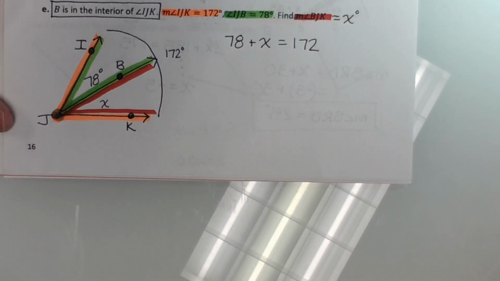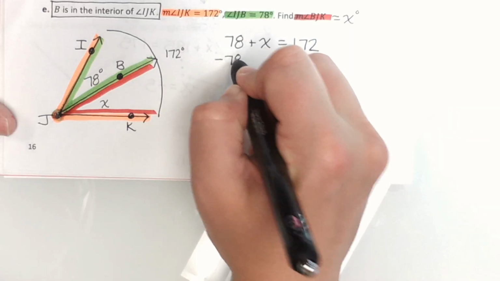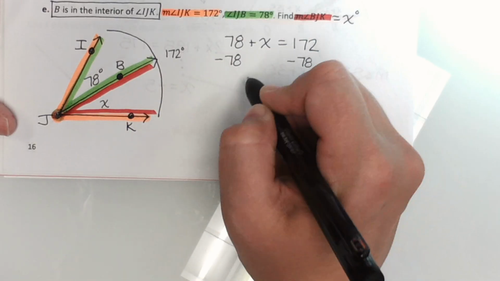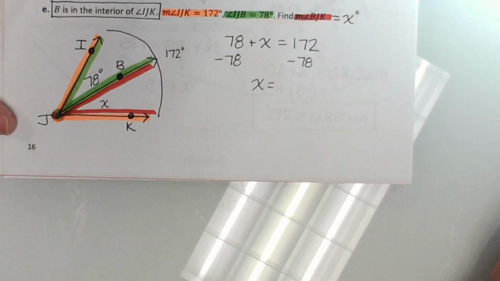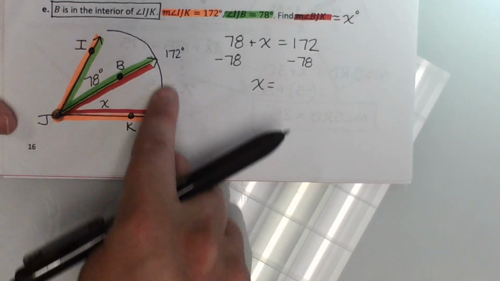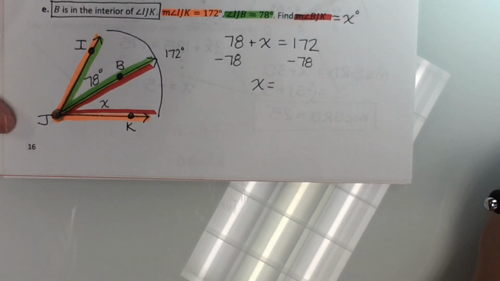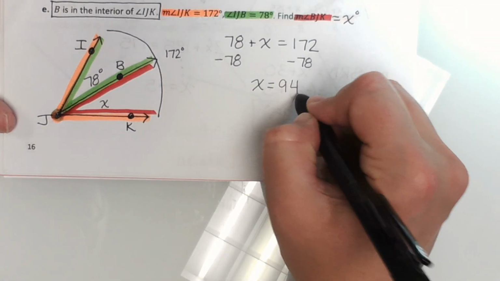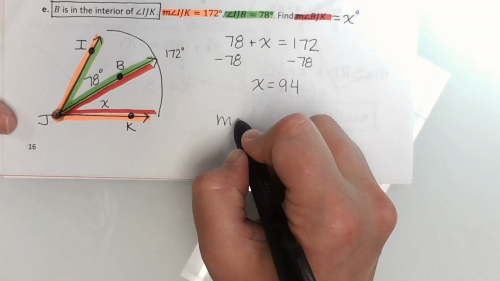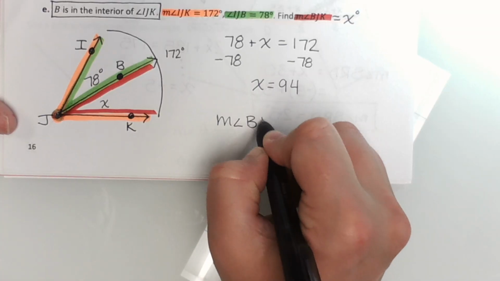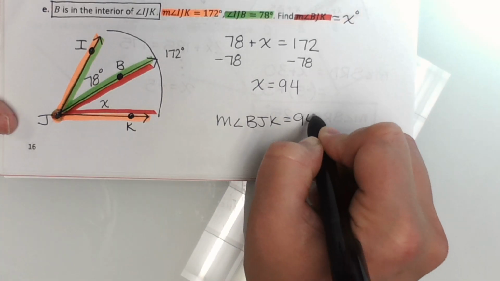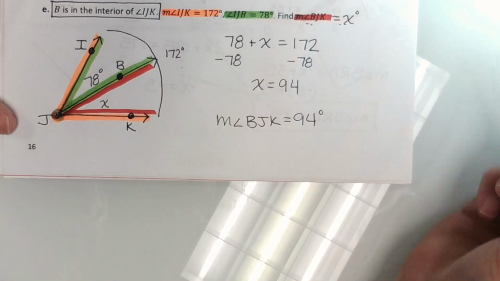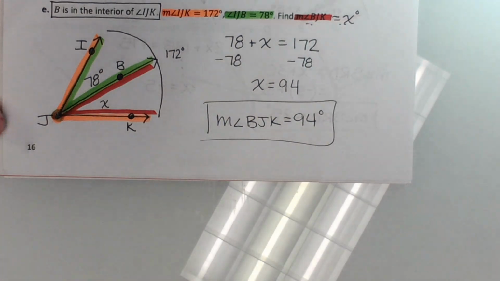Some of these problems are just meant to be simpler than others. I know this doesn't necessarily feel simpler for some people, but essentially, if I know this is 78 and I know the full thing is 172, could I have just subtracted them? Yeah, that's what this is essentially going for. Do I get 94? Yep. So the measure of BJK was equal to 94 degrees because X was BJK. So I didn't really have to do much to plug it back in.